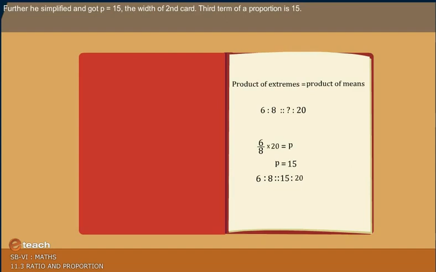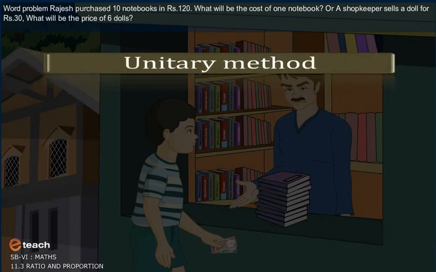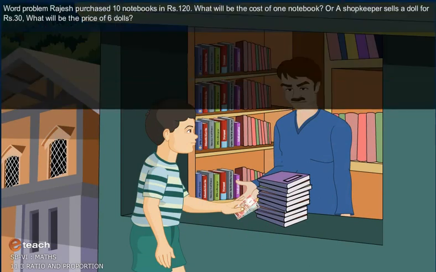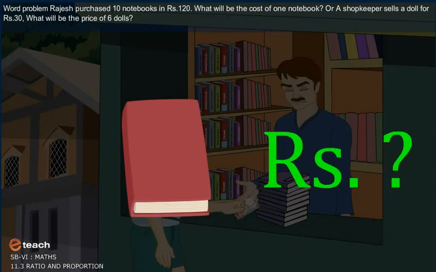Third term of proportion is 15. Now word problem. Rajesh purchased 10 notebooks in rupees 120. What will be the cost of one notebook?